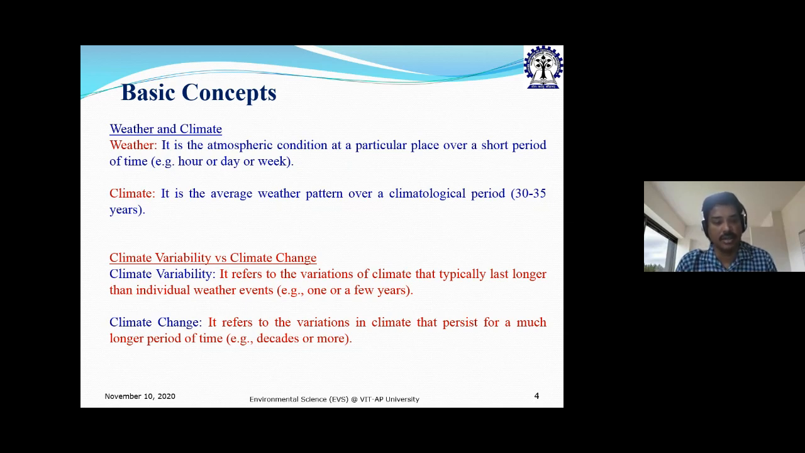When I say climate variability, it refers to the variation of the climate that typically lasts longer than an individual weather event. For example, it may be one year or two years, or a couple of years that we take, to see how it is changing. Last year's monsoon was not like this year's monsoon, last year it was not this much hot, this year it is a little bit hotter, this year winter has come a little bit early. If we say that in terms of a couple of years, in that scale, then we refer to it as climate variability.